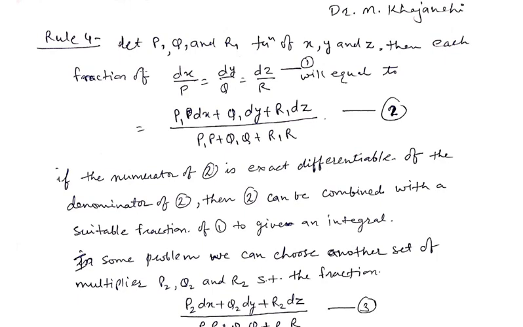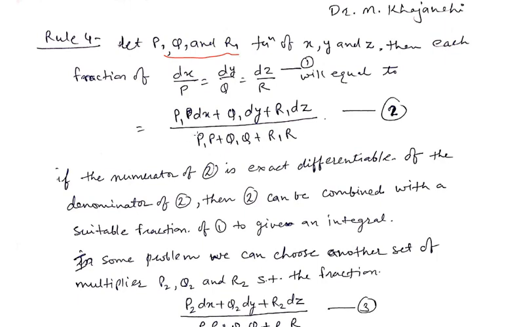In this method, we also choose some multipliers, say P1, Q1 and R1. These are functions of x, y and z, or maybe some constants. Here we are to choose these multipliers in such a way that the newly constructed fraction, which is P1 dx plus Q1 dy plus R1 dz upon P1 P plus Q1 Q plus R1 R, is equal to each fraction of equation 1.